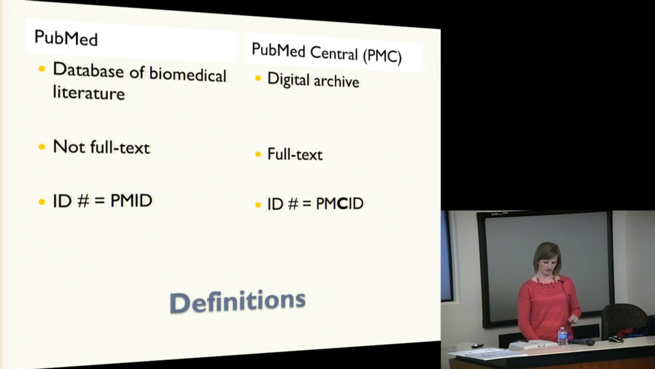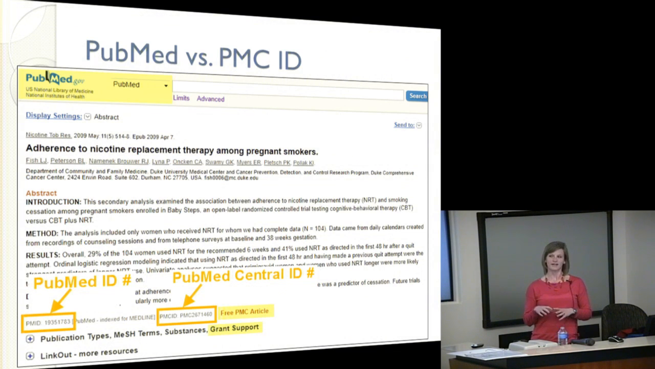Hopefully this will clarify, because most people are familiar with what a PubMed record looks like. So on this article, you'll see that you can scroll down and you'll see here the PubMed ID number. But if it's in PubMed Central, you'll also see a PMC, a PubMed Central ID number. So that's the way to tell if this article has been made compliant with the policy or not.